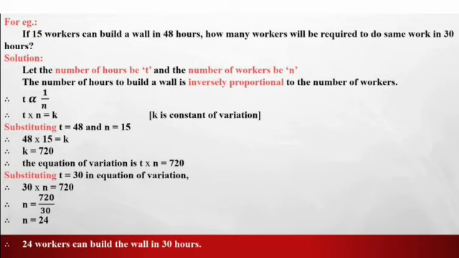So N stands for what? Number of workers. And you have to find out what? The number of workers. So what is the answer? 24 workers can build a wall in how many hours? In 30 hours.